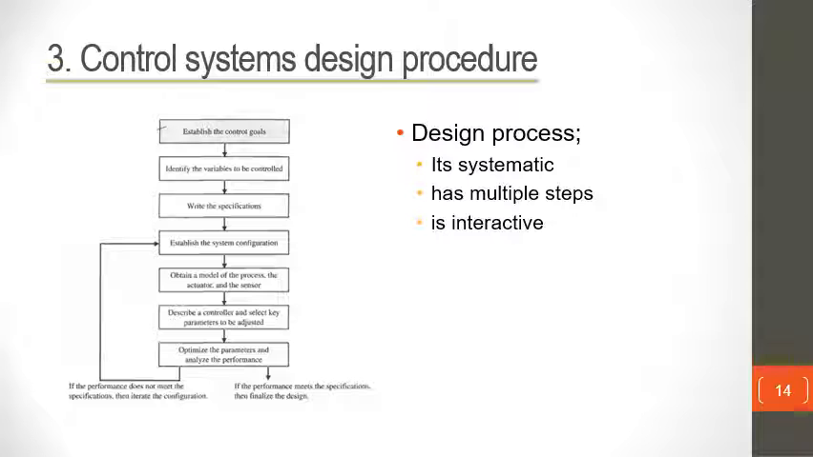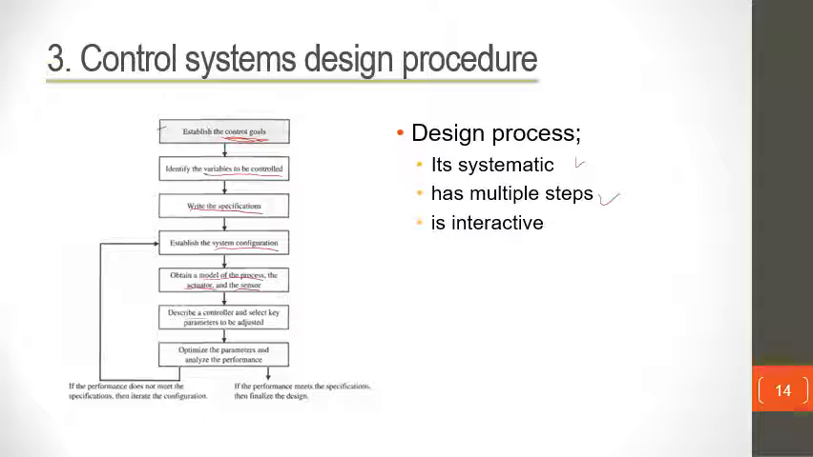So in this case, the first thing that the designer would think about is to establish the control goals. What are the goals of the control system that they are designing? Identify the variables that need to be controlled, the controlled variables, and write the specification. What is the specification of the system? Now establish the configuration of the system. Is it going to be an open loop or closed loop? Is it going to be multivariable, or a multiple loop feedback system, and the likes? Then obtain the model of the process, understand the actuators that are needed and the sensors that are required.